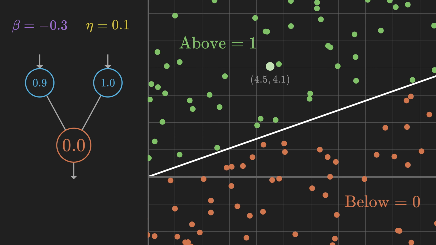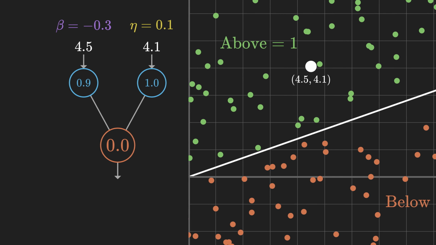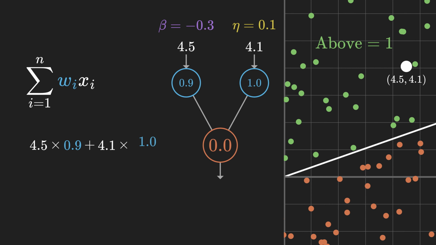Let's feed the neuron this point right here, which is obviously above the line. Like before, we multiply each input by its weight and add them together. Then Rosenblatt introduces the bias as well, which, just like the weights, is random at first. Finally, we check if the result is bigger than the threshold. It is, so the neuron outputs a 1. That means we got the correct answer, so we leave the weights unchanged.